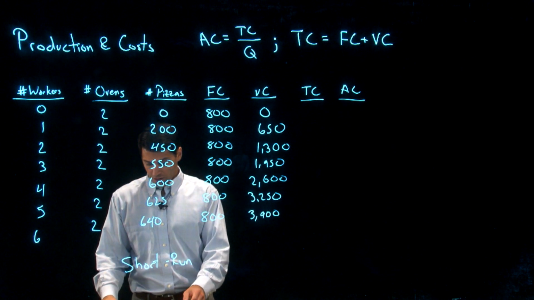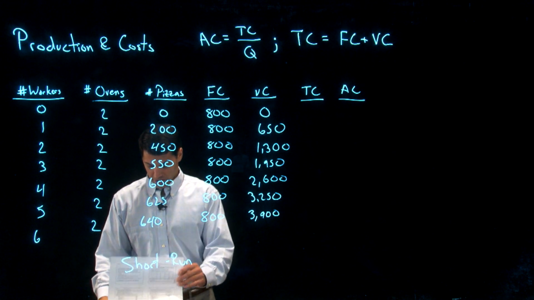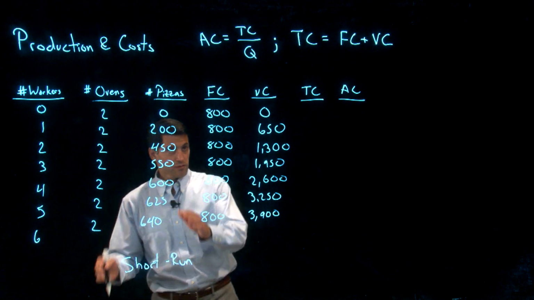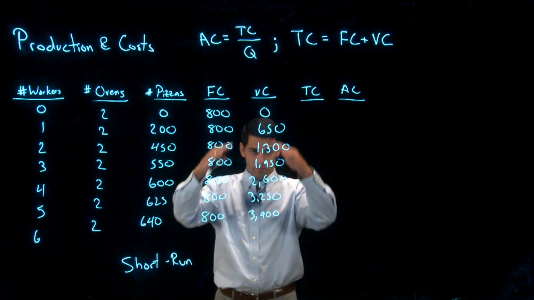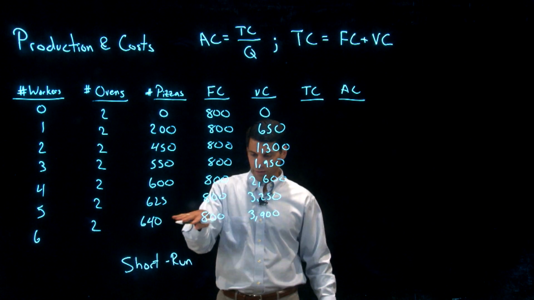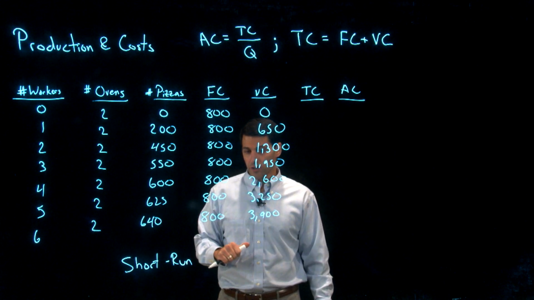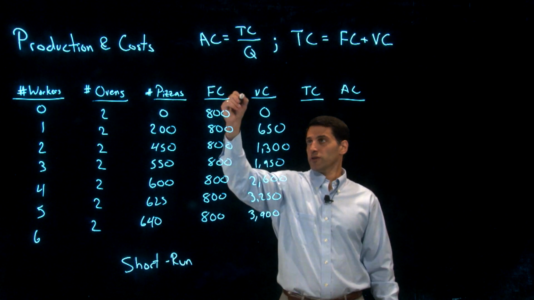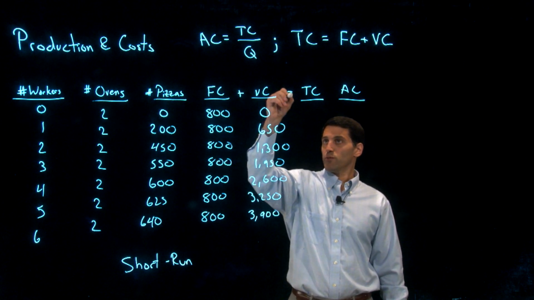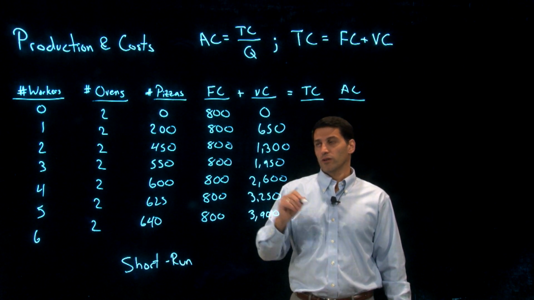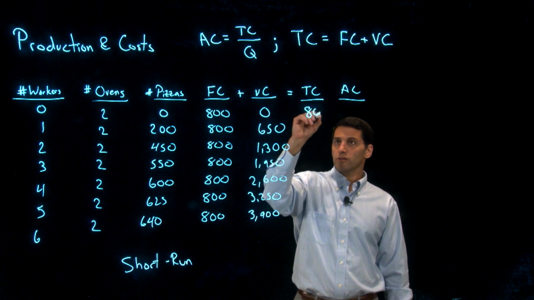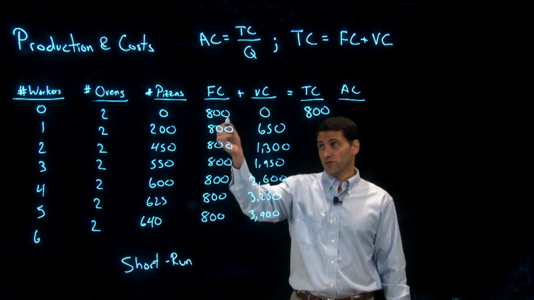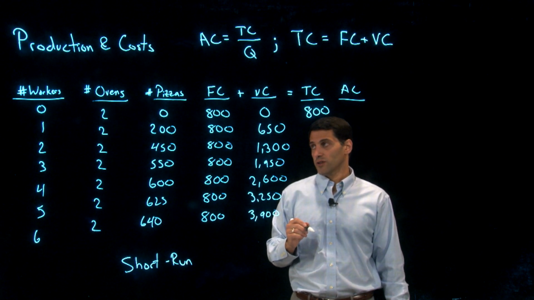And so if we're looking at our examples here, we're putting this all together now, and I'm not going to run through how we calculate all the numbers. You can do that. So what is our total cost? Well, fixed plus variable is equal to total. So my total cost when I'm making 0 pizzas and have 0 workers is still $800 because of the cost of the ovens.